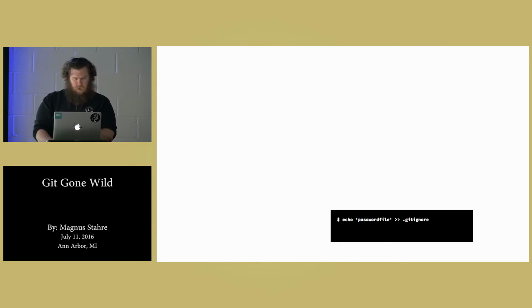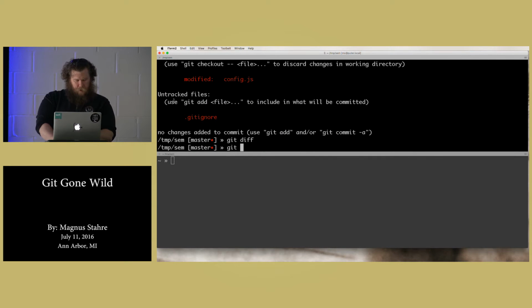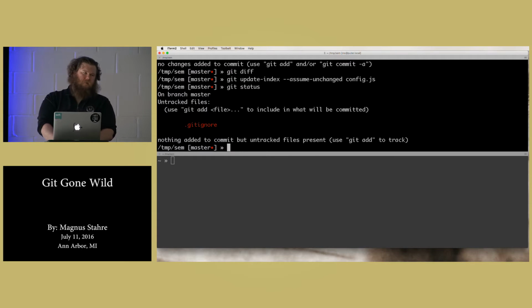For one, the Git Ignore. If that doesn't work, there's git update-index --assume-unchanged. And that will tell Git that no matter what I do to this file, Git is not seeing any changes to it. So you can go about your work.